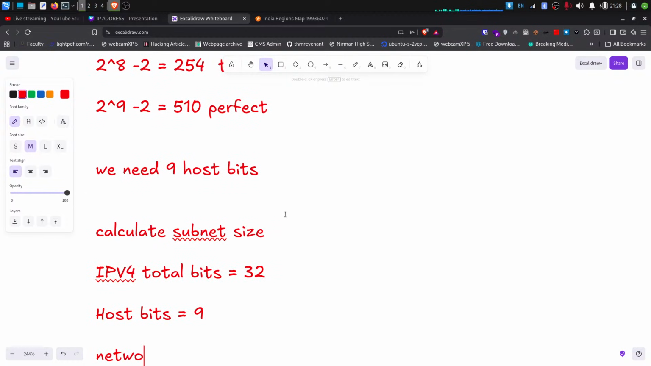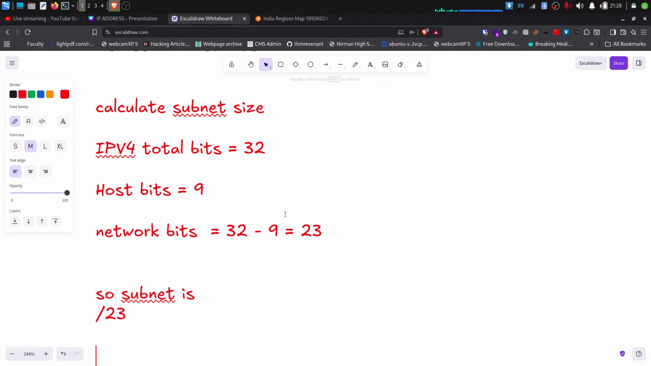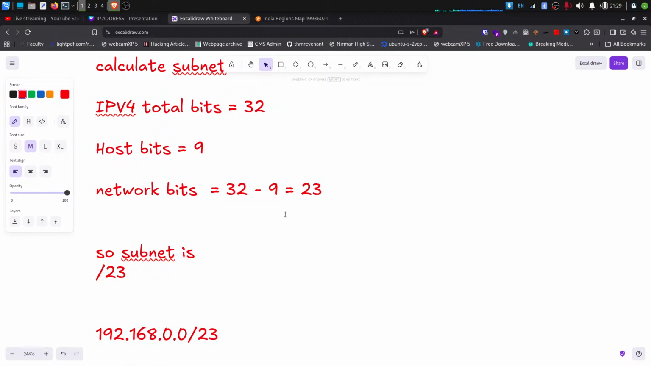So network bits. We are clear with this host and network thing, so we just don't have to use your brain here. 32 minus 9 is equal to 23, right? So subnet is slash 23. Now you just take a slash 23 network. For example, it would be 192.168.0.0 slash 23, the subnet we are using.